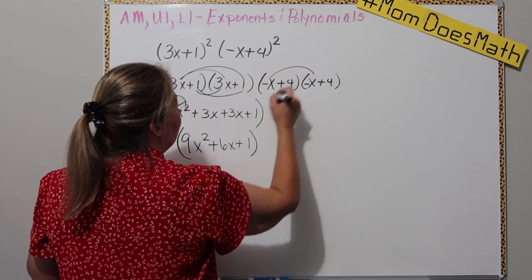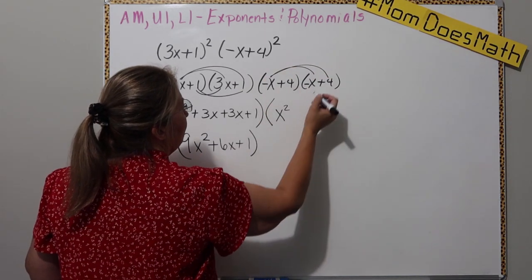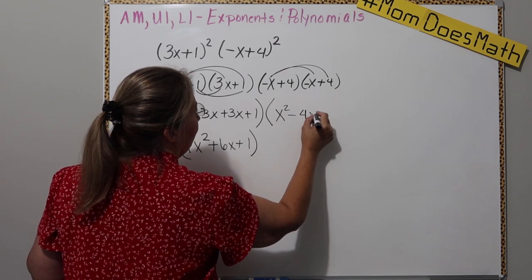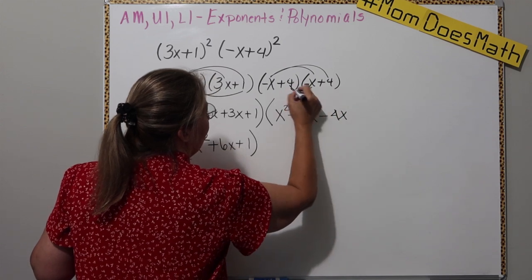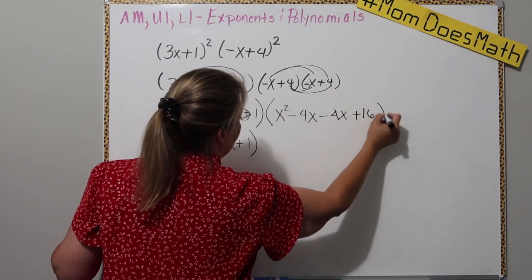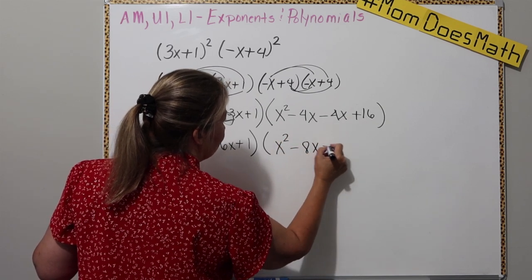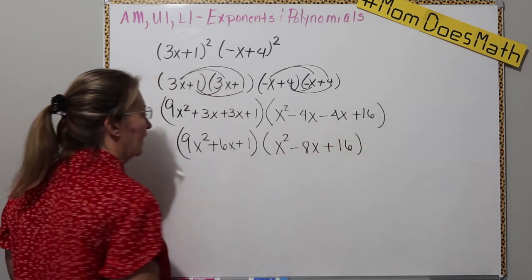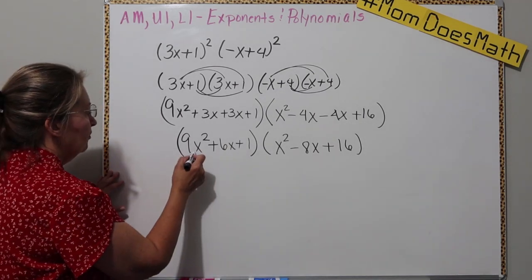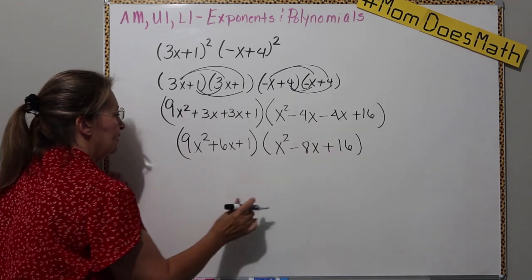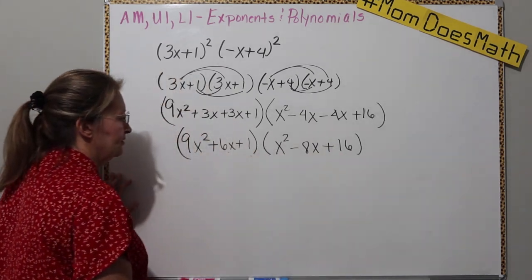So here, negative x times x is positive x squared, and negative x times 4 is minus 4x. All right, 4 times negative x is minus 4x, and 4 times 4 is 16. So that's going to give me x squared minus 8x plus 16. Okay, now we're going to have to be careful so we don't lose everything. We've got to multiply this number times all three of these, and this number times all three of these, and this number times all three of these.